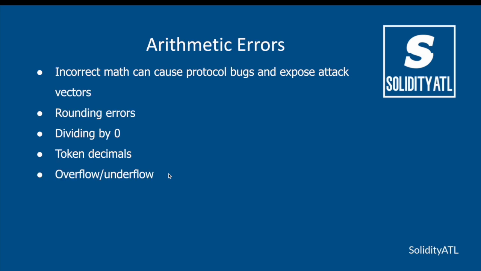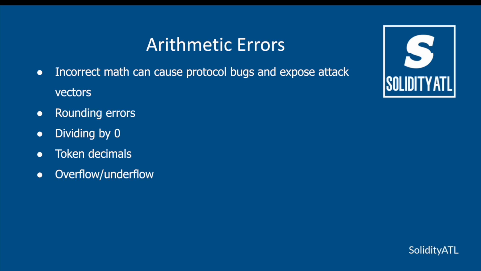Okay, so let's take a quick look at arithmetic errors. This is essentially when you have incorrect math in your protocol, and this creates a hole or gap in your contract that can leave you susceptible to an attack. Arithmetic errors are anything involving rounding errors, dividing by zero, incorrect token decimal usage, and overflows and underflows. Honestly, this can be anything revolving around bad math, bad numbers. That's the best way you can classify these.